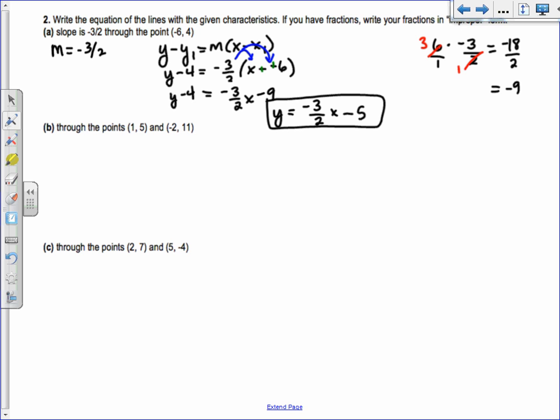Okay, so this is what Zach was saying at the beginning of class. He was like, I got most of them on the homework, except I'd forgotten how to do this one. These are the ones that people usually have trouble with on the test. So it's through the points (1, 5) and (-2, 11).